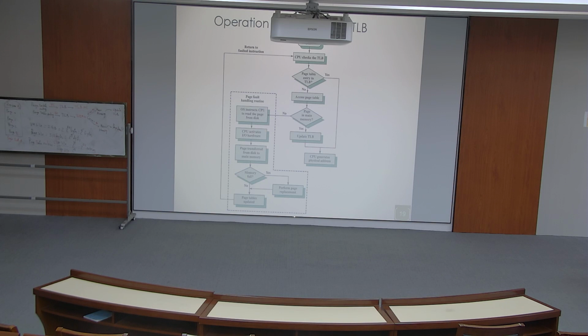If the main memory is not full, the page tables need to be updated. If the main memory is full, the system needs to perform what we call page replacement policies. Then we can get the page table updated in the main memory. Is this clear? Is this diagram clear?